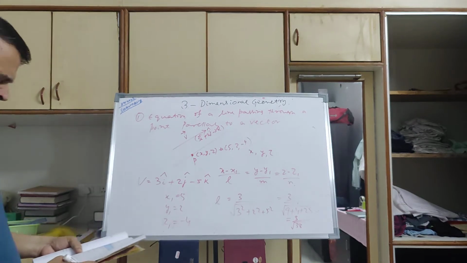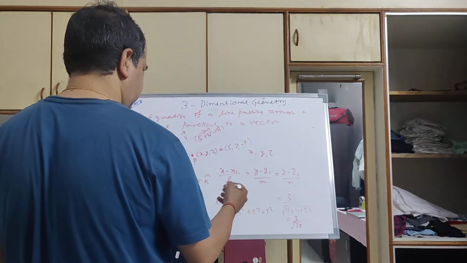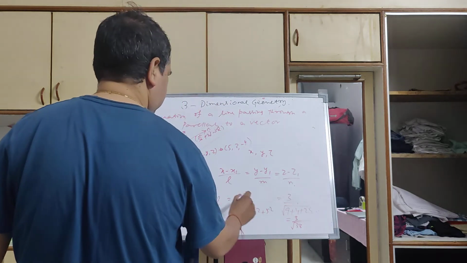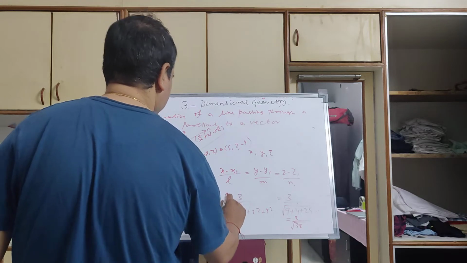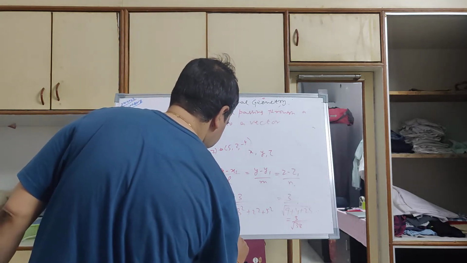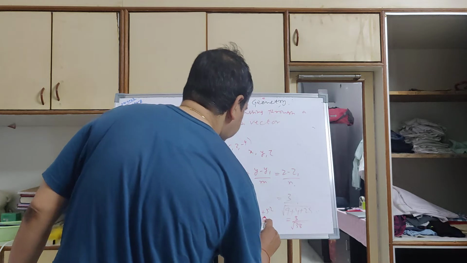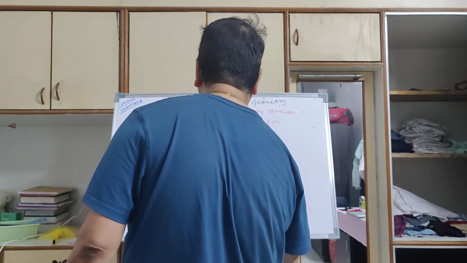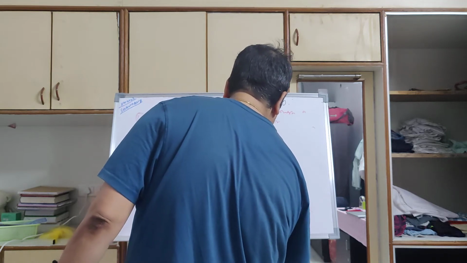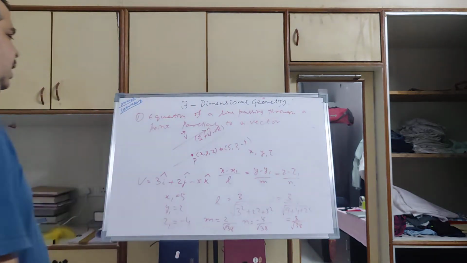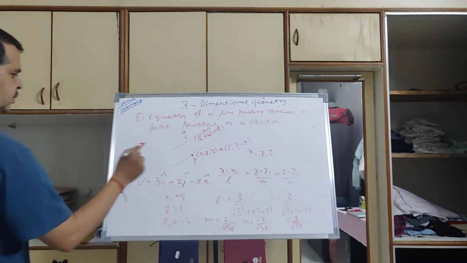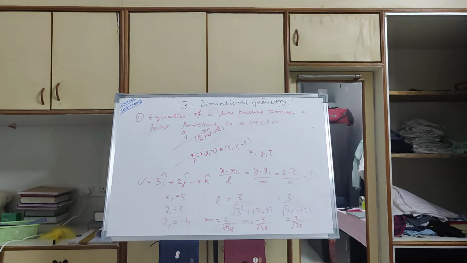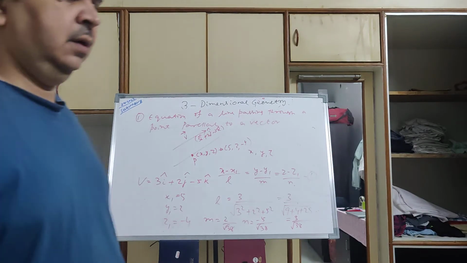Then M becomes 2 by root 38, and N becomes minus 5 by root 38. So you know L, M and N. Let us say this is equation 1.